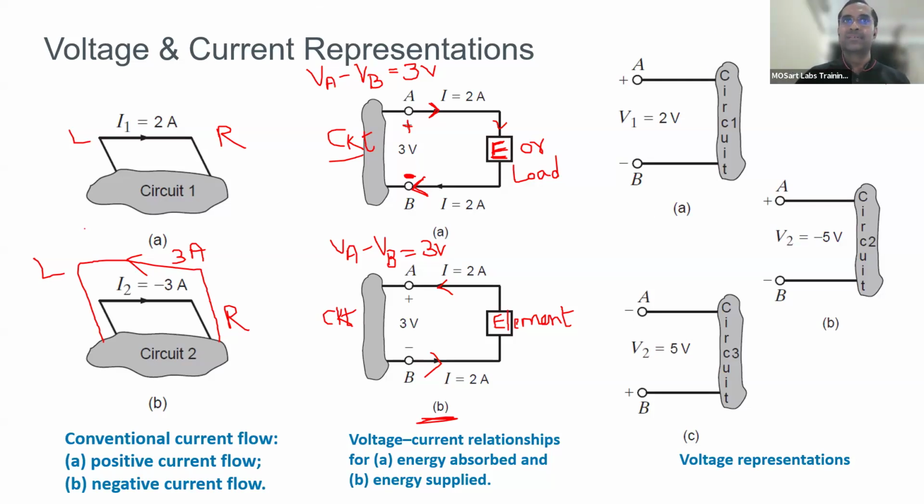In the first circuit, I show V1 as 2 volts. What does this mean mathematically? VA minus VB is equal to 2 volts, right? And why should I put A minus B and not B minus A? Because A is shown as positive and B is shown as negative, and so it is always higher voltage minus lower voltage when I show it in this representation. So VA minus VB is 2 volts.